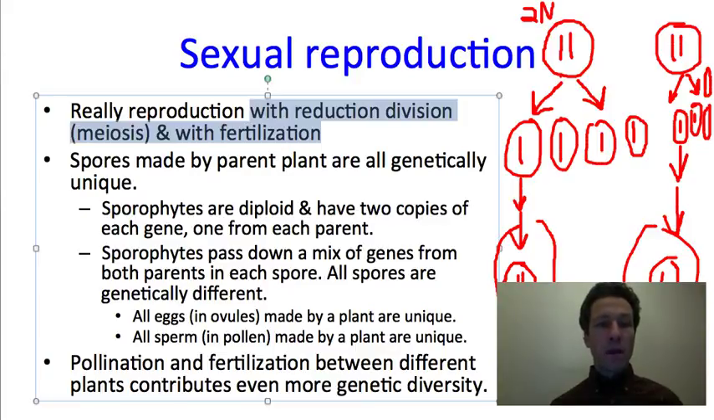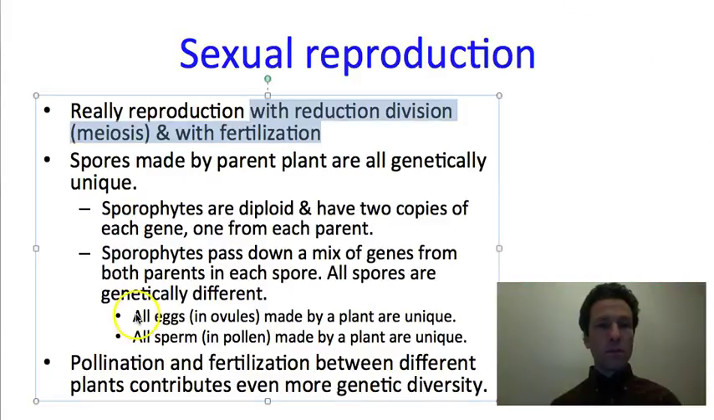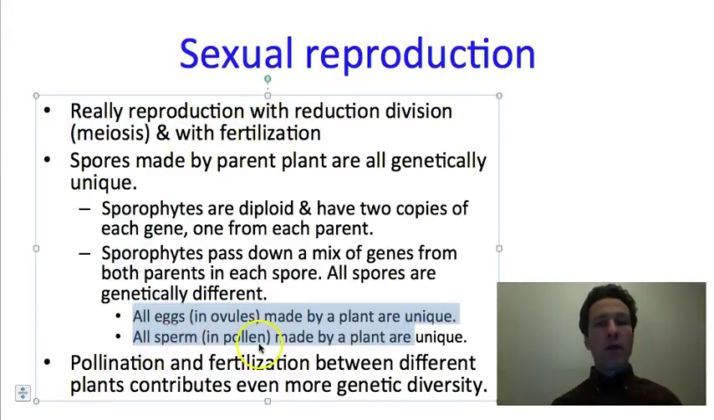If we look over here, we have all eggs being unique, and we have all sperm in the pollen being unique. And then when they come together, because a unique egg is fertilized by a unique sperm, we get even more genetic difference. And so in sexual reproduction, we will get seeds made that have many differences between them.